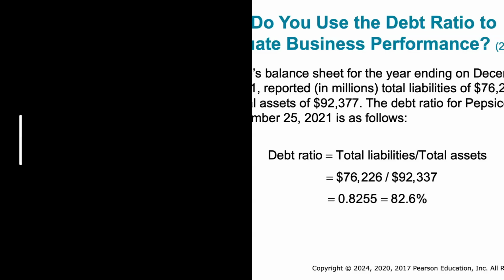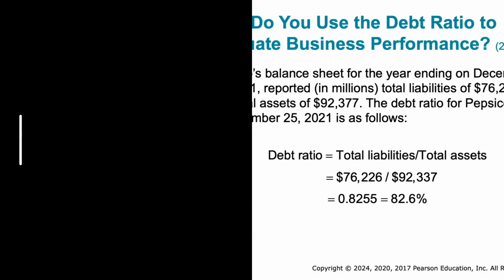PepsiCo's balance sheet for the year ending on December 25th, 2021, reported in millions: total liabilities 76,226 million and total assets 92,377 million. The debt ratio for PepsiCo as of December 25th, 2021 is as follows: 82.6%. So of its total assets, 82% is total liabilities. Now, that's pretty high, right? Total liabilities to total assets. So we have an 82%.